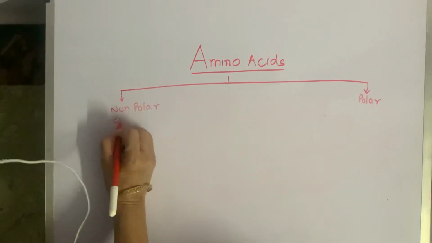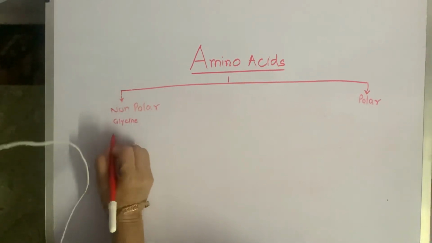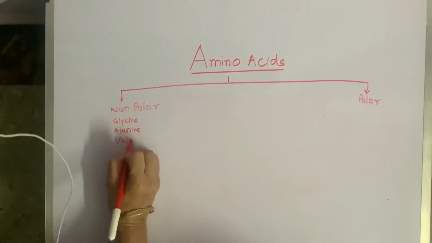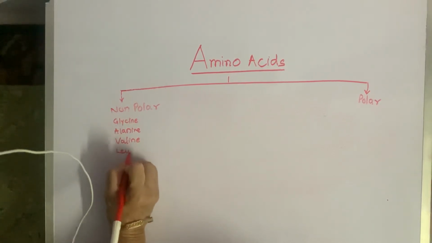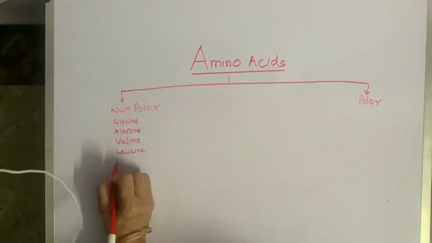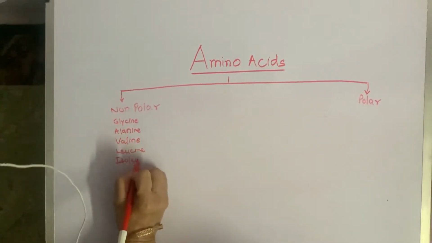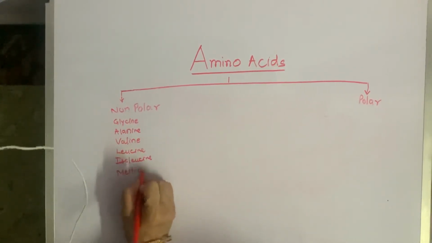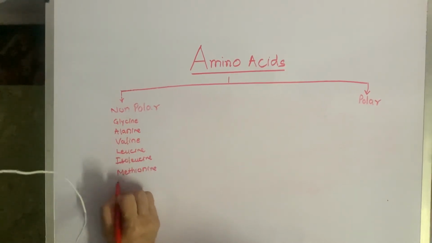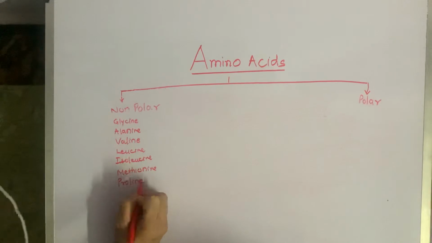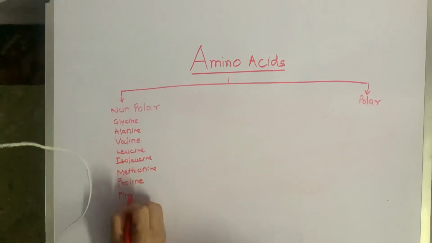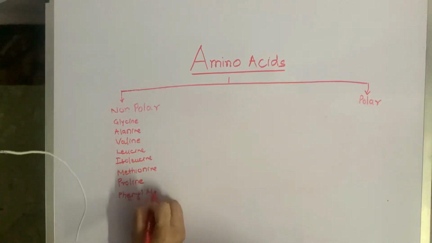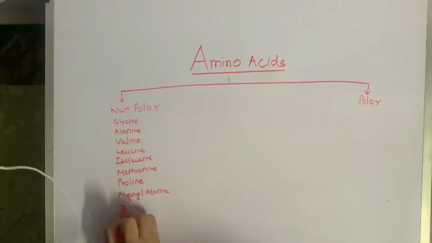The non-polar amino acids are glycine, alanine, valine, leucine, isoleucine, methionine, proline, phenylalanine and tryptophan.